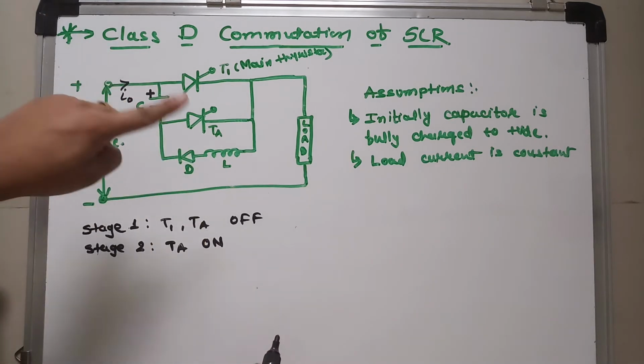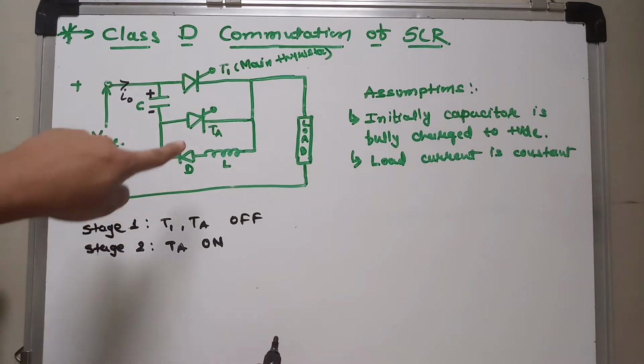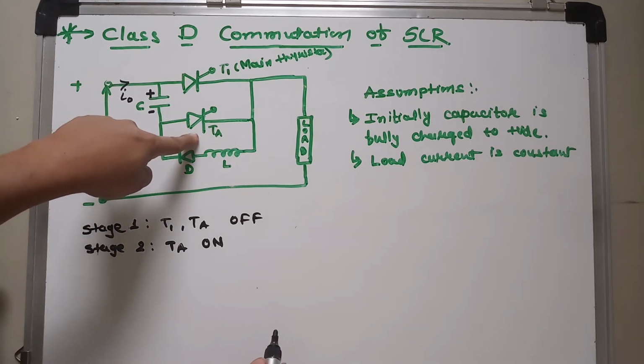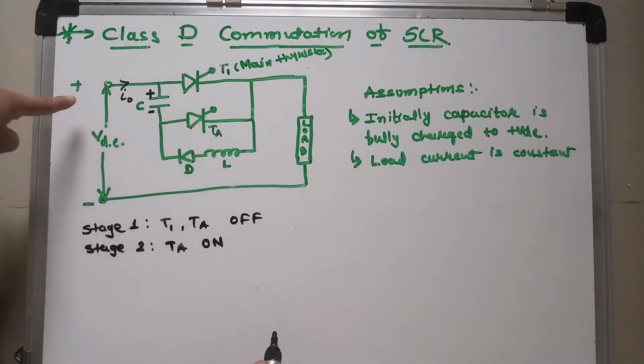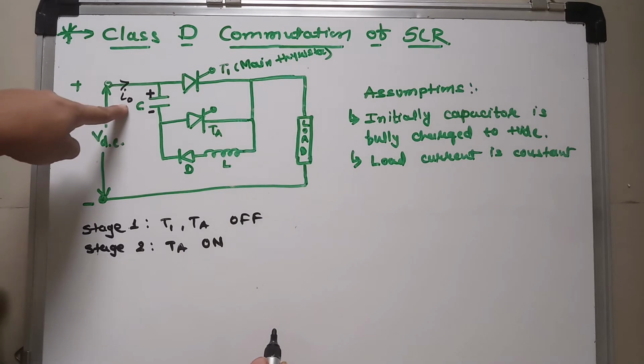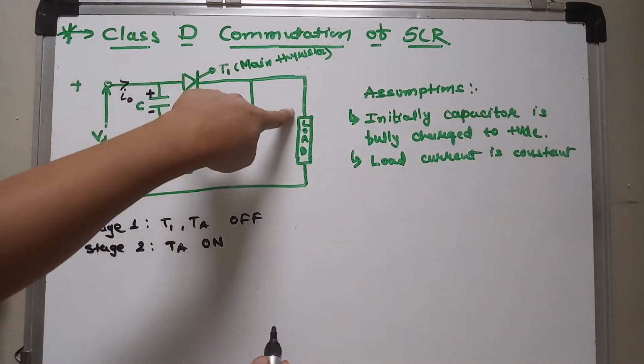See here, in stage number 2, when you make TA conduct by applying a gate pulse, at that time thyristor TA turns on and acts as a short circuit, which means it provides a path for the current to flow. So the current I0 flows from your source to the load through the capacitor and TA.